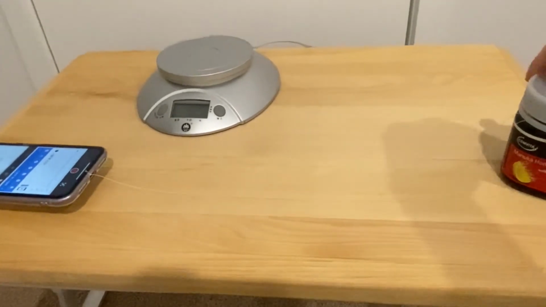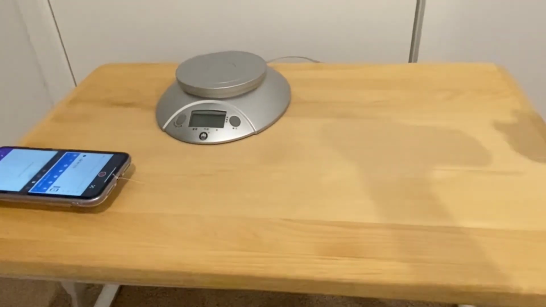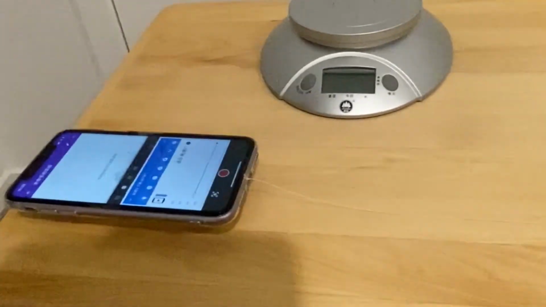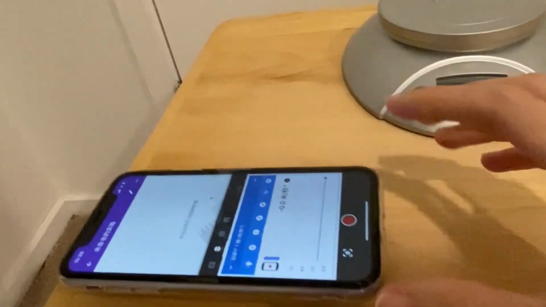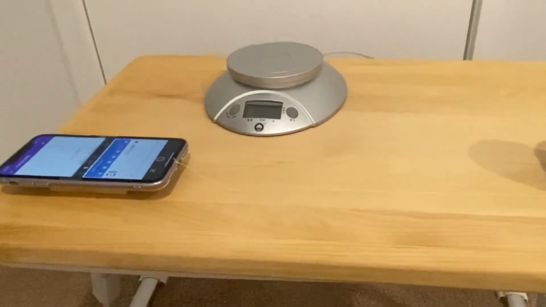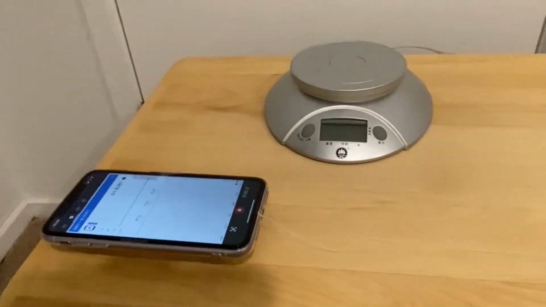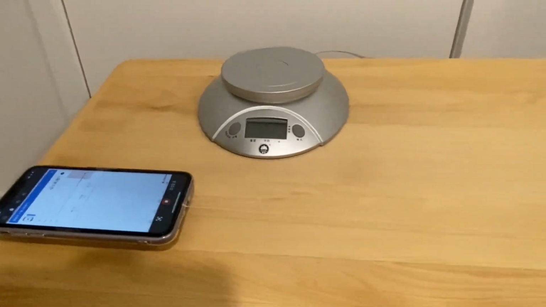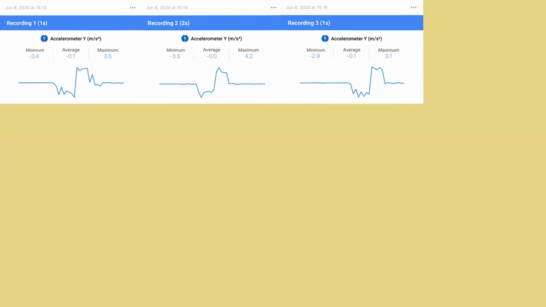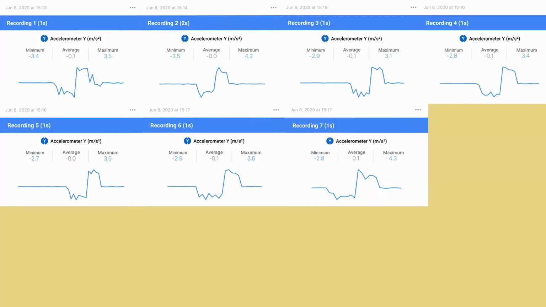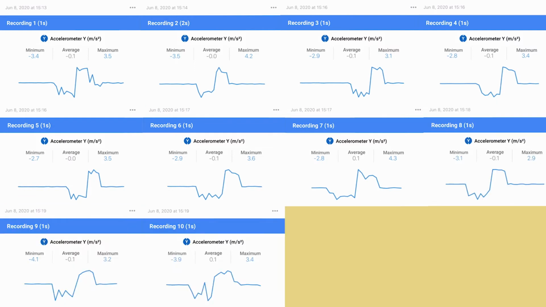So I will drop the honey mass, which is a honey can, and measure the y acceleration of the wooden block using the app called Science Journey. We have repeated this experiment 10 times, and the results from the acceleration has been recorded as shown here.